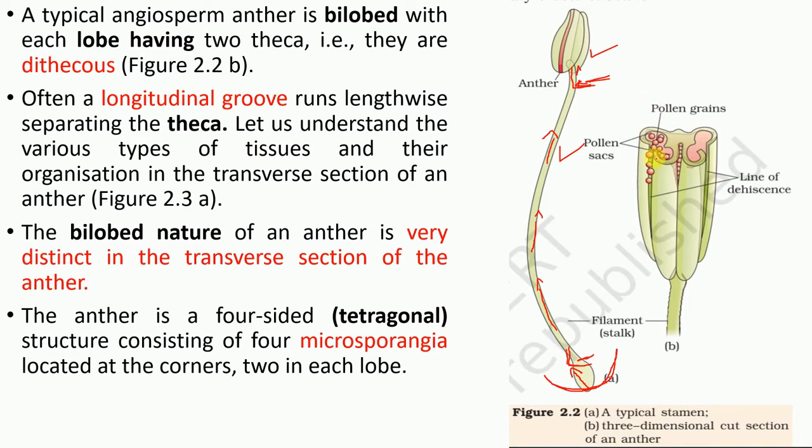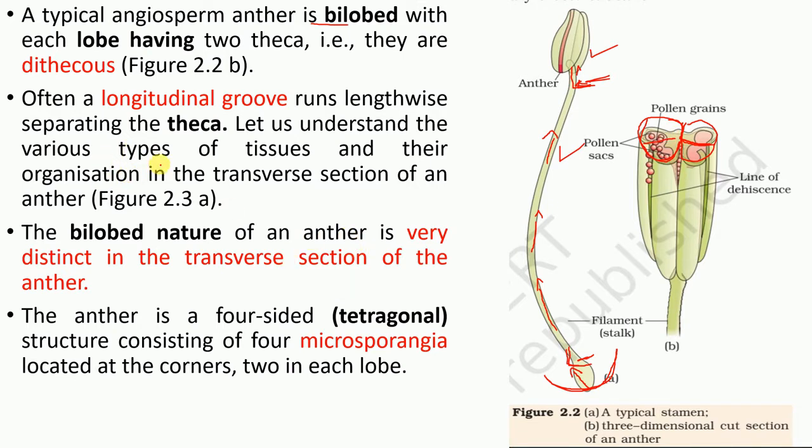We can say this is a transverse section of the stamen. This is one lobe and this is the second lobe, so there are two lobes. A typical angiosperm anther is bilobed. Bi means two, and each lobe has two thecae. So when it comes to the lobe, it is dithecous, right? And when it comes to the anther, it is bilobed. Hope that makes sense. There are two lobes, and each lobe has two thecae. That's the reason it is dithecous.